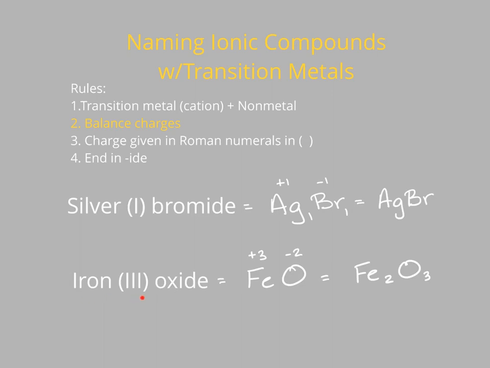For the second one, iron(III) oxide, our iron, due to this Roman numeral, has a +3 charge this time, and our oxygen has a -2 charge. So when we swap and drop, we bring this 2 down to our iron, and we bring this 3 down to our oxygen. So we have a formula of Fe2O3. And that concludes our discussion of naming ionic compounds with transition metals.